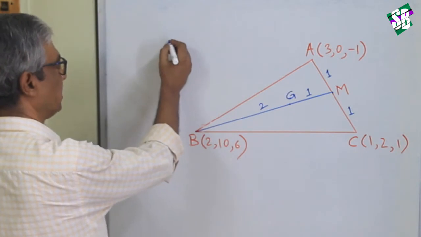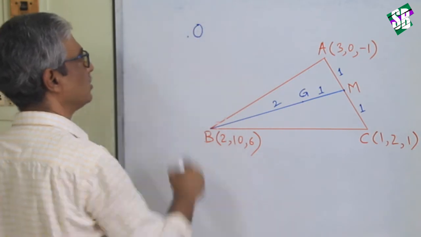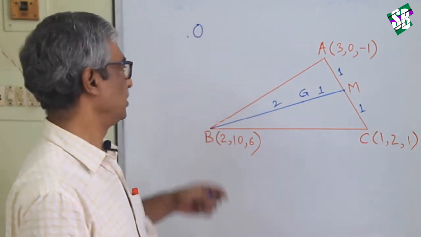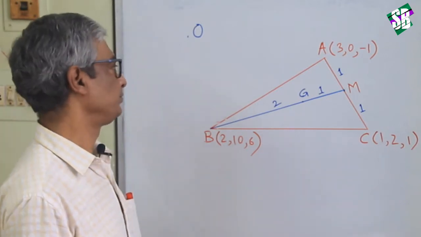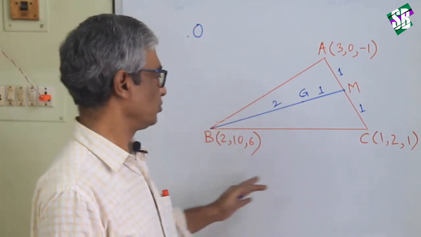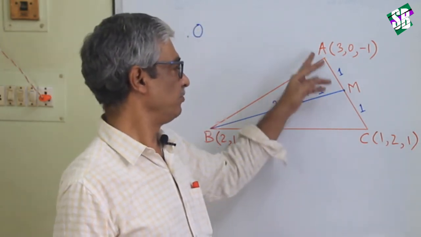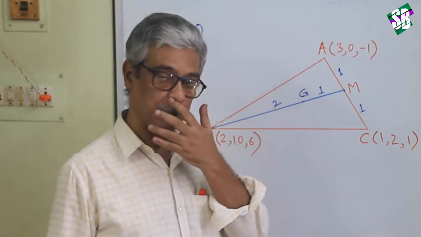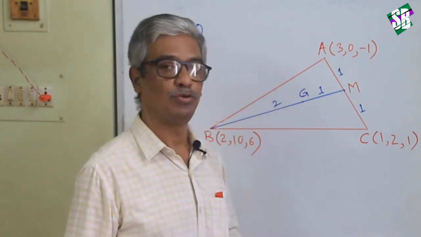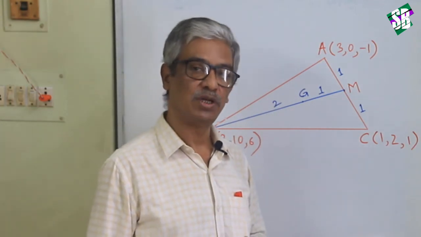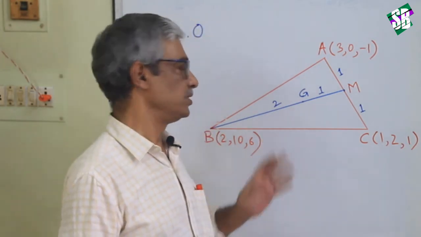Suppose the origin is here in space. Suppose this is the point O. Remember, the point O might not be in this plane. Okay, so the point C is also given. Now M is the midpoint of AC, and G divides BM in the ratio 2:1. Then actually what is G? G is the centroid of the triangle ABC.